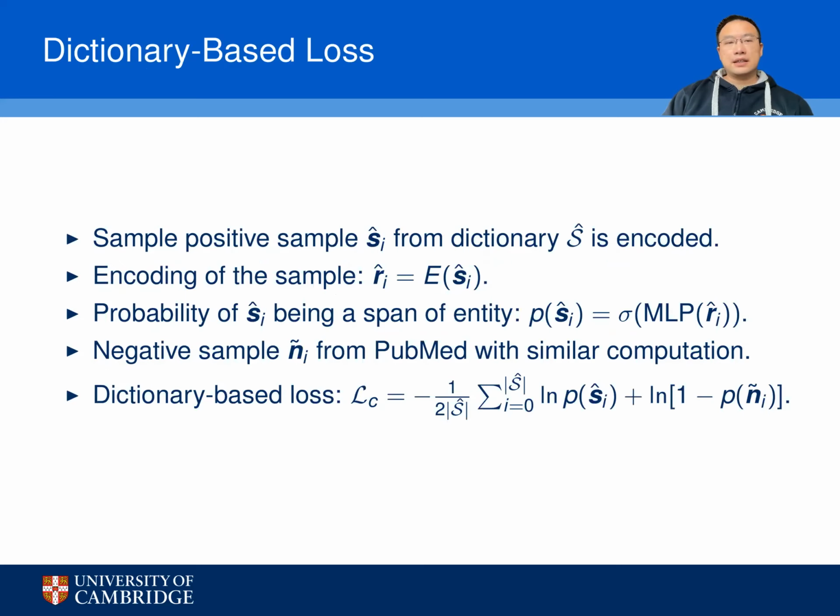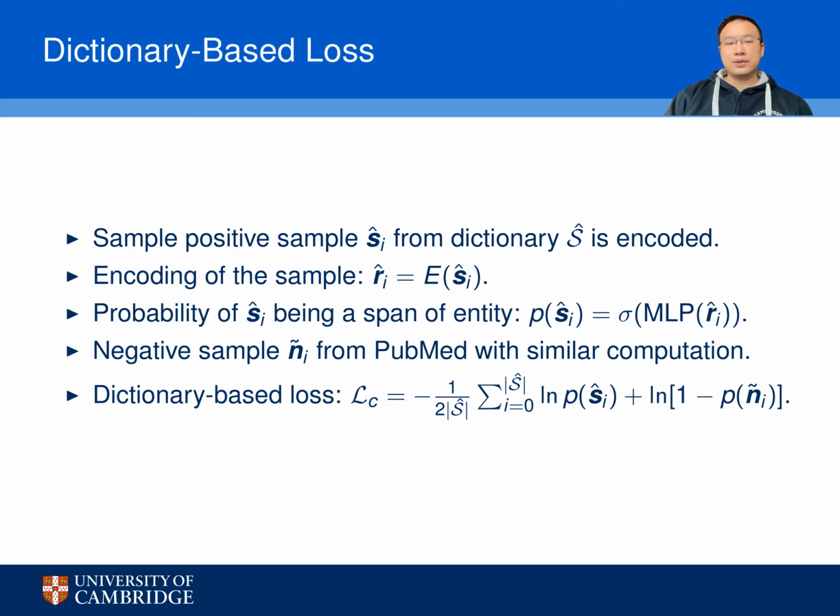Let's first look at the dictionary-based loss. This is quite similar to previous methods. We first sample positive samples S_i hat from the dictionary S hat, and then we encode S_i hat into an embedding R_i hat. After that, we calculate the probability of S_i hat being a span of an entity with its embedding. Similarly, we calculate the probability of a negative sample N_i tilde from PubMed with a similar computation. After we have the probability for positive and negative samples, we can calculate the dictionary-based loss L_C, which is shown as the last equation.